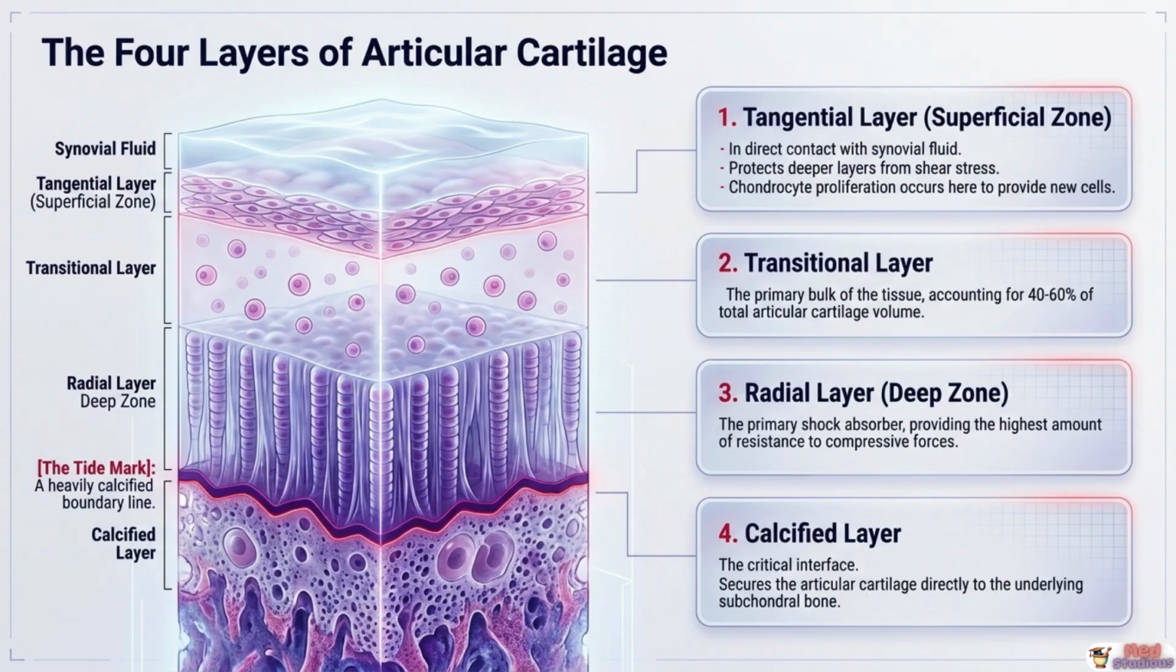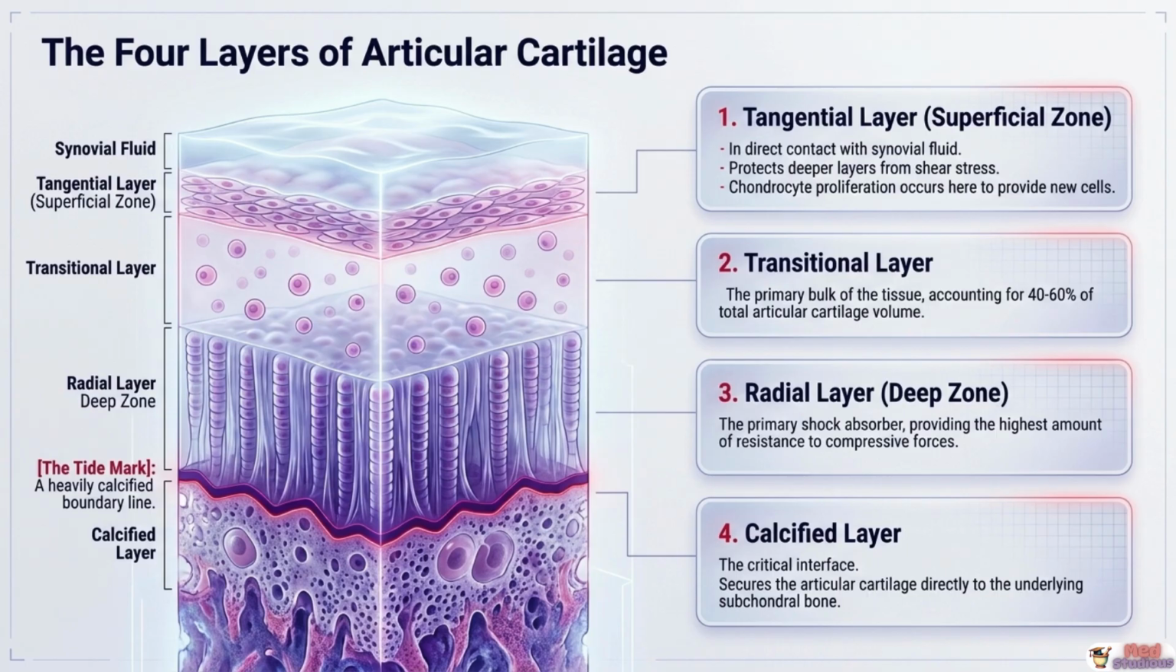In the tangential zone, chondrocytes are flat and elongated, and their collagen fibers are oriented parallel to the joint surface, tangentially. This parallel fiber orientation is specifically designed to resist the shear forces generated when the 2 joint surfaces slide across each other during movement. The tangential zone also contains the highest collagen content of all 4 layers and is the only zone where chondrocyte proliferation occurs at a meaningful rate.